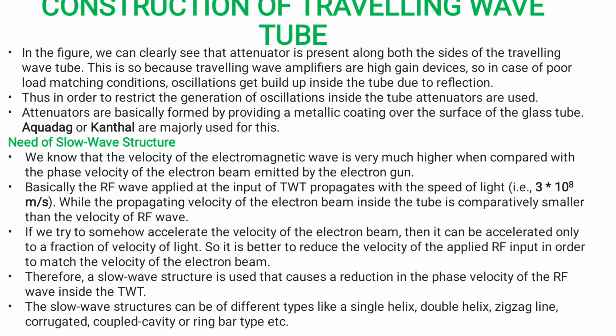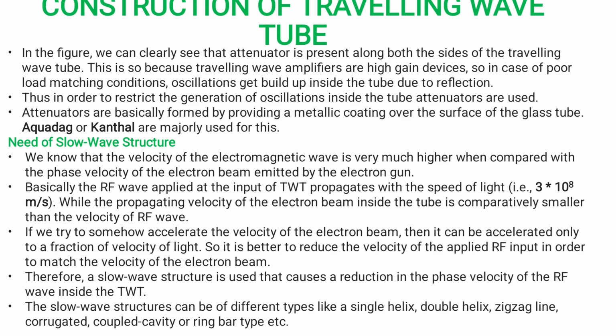From this figure, we can clearly see that an attenuator is present along the traveling wave tube. This is because traveling wave amplifiers are high gain devices. In case of poor load matching conditions, oscillations build up inside the tube due to reflection. Thus, in order to restrict the generation of oscillations inside the tube, attenuators are used. These attenuators are basically formed by providing a metallic coating over the surface of the glass tube, and they are needed because of this slow wave structure.